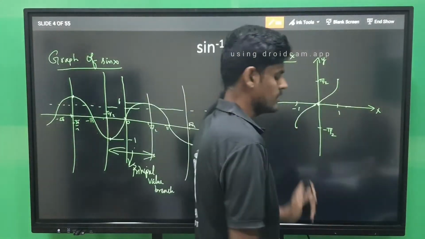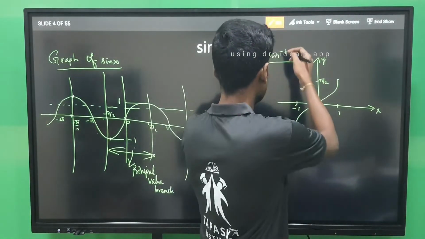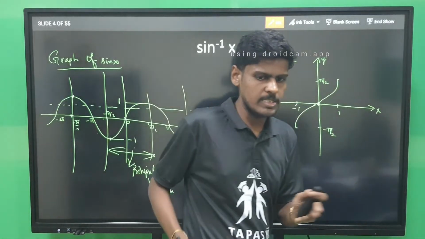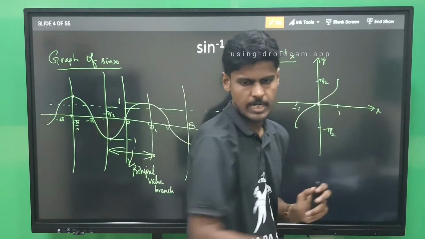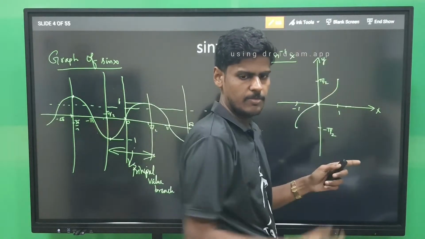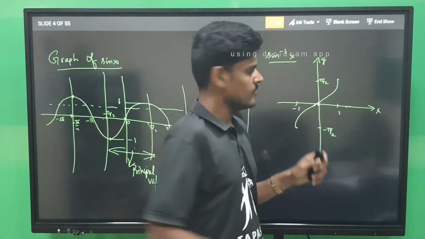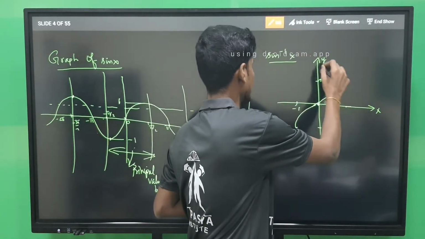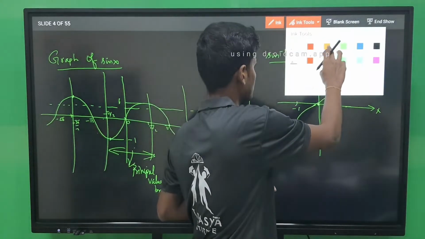Now what do we understand from this? Sir, only this inverse function exists within this. Obviously, between minus 1 to 1 alone this function exists. That does not mean this function is not available for other branches. We can plot the values. I will take another color.